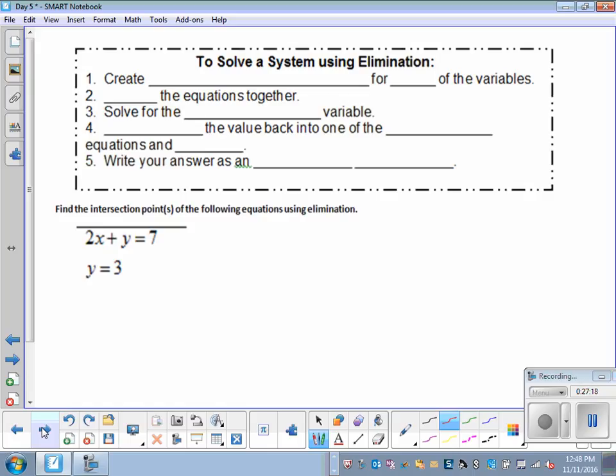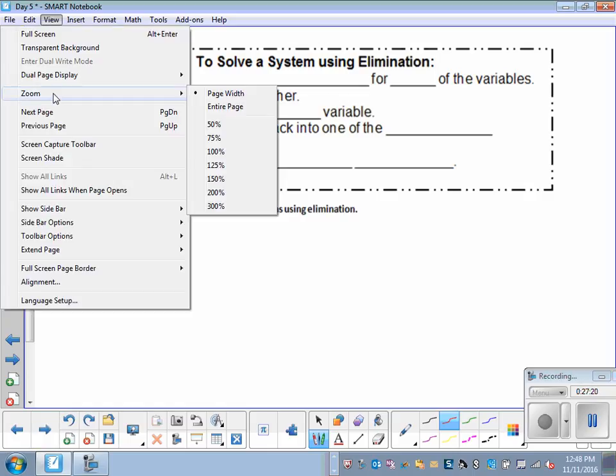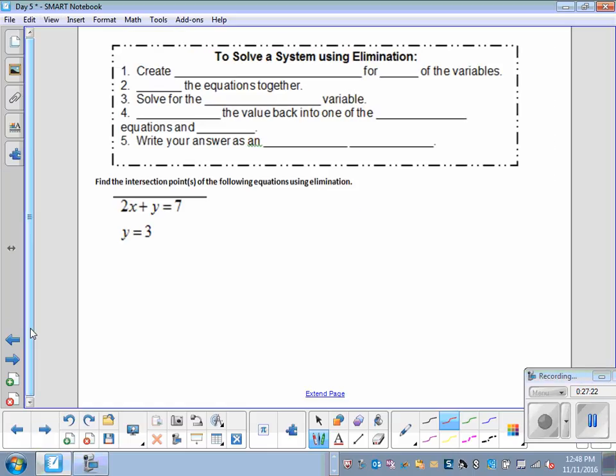Okay, so we are ready to look at the second method, to solve a system using elimination. How do we do this?